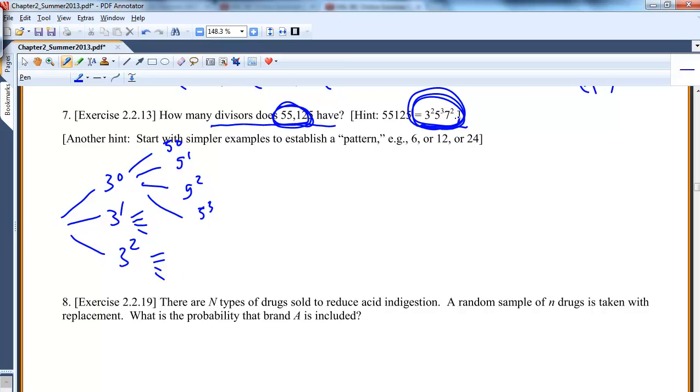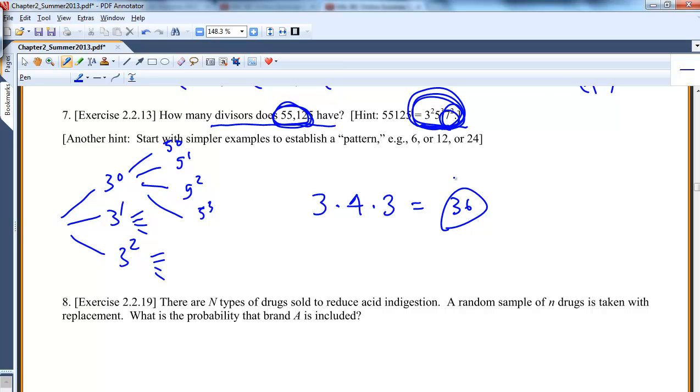And then the 7 raised to the second power. So you can kind of see the number of divisors I'm going to have. I'm going to get 3 possibilities from the 3s, times 4 possibilities from the 5s, times 3. So it actually is going to have 36 divisors. I hope that one makes sense.